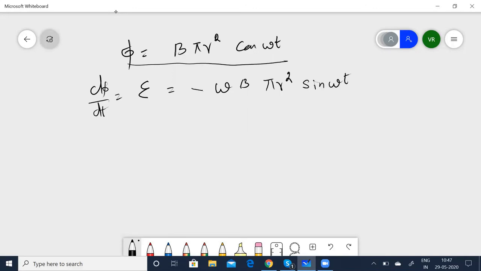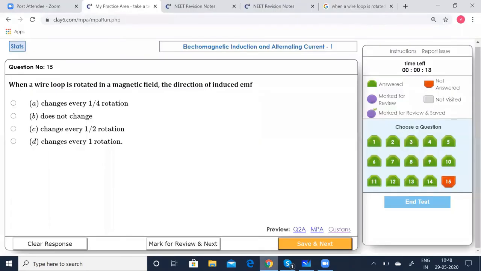So this will be 0 when omega t is equal to n pi, because sine 0 is 0, sine n pi is 0. So when omega t, I'll put it as theta, can take values 0, pi, 2 pi, 3 pi, and so on, you can see that the induced EMF will change for every half a rotation. So option C should be correct.